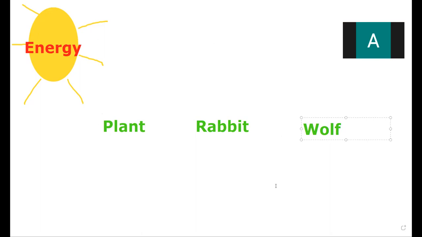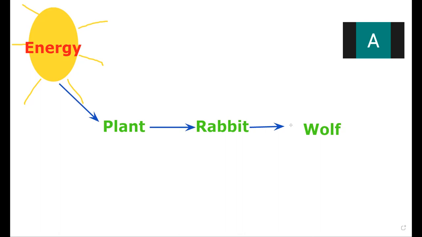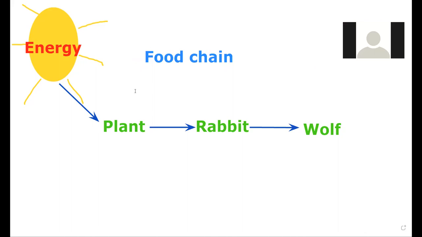Why is this a food chain? Because it shows you they eat something. Show you the path of what? The path of food. Excellent. So it shows you the path of food. Food chain. How is it, easy or not? Easy. Now, can you give me another example?